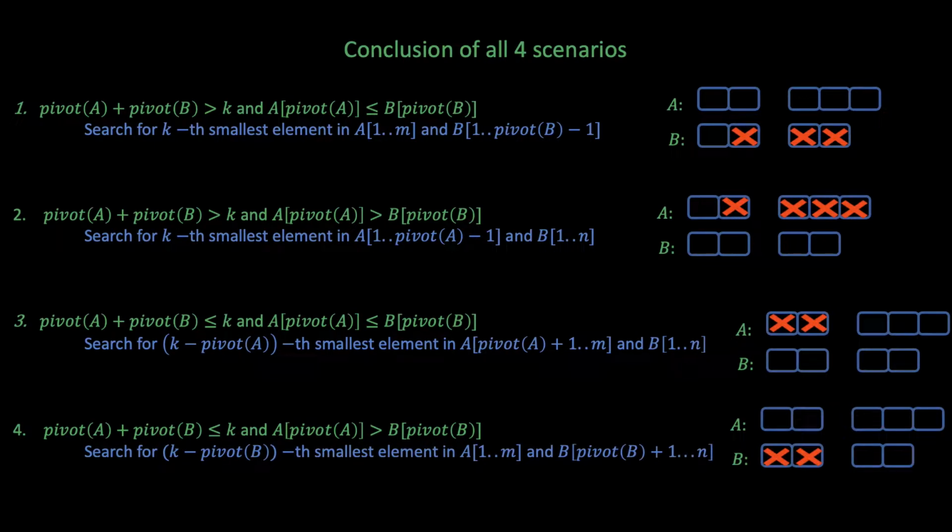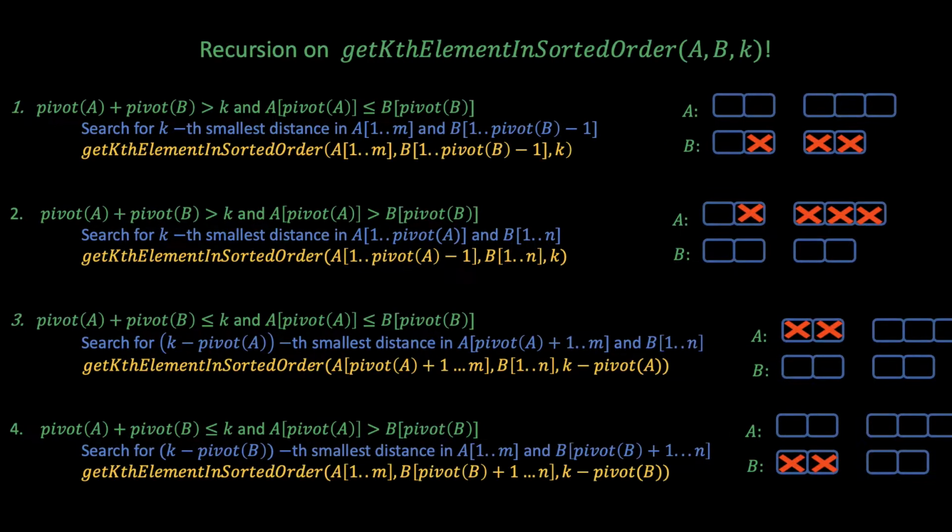Notice that in each scenario, we're able to delete half of one of the two arrays and search for the kth, or k minus pivot of A, or k minus pivot of B element in the new smaller input. But we already know that this search is exactly the function we're trying to think of. This should immediately imply recursion. Each of the searches can simply be implemented recursively on the smaller input as shown in yellow for the 4 scenarios.